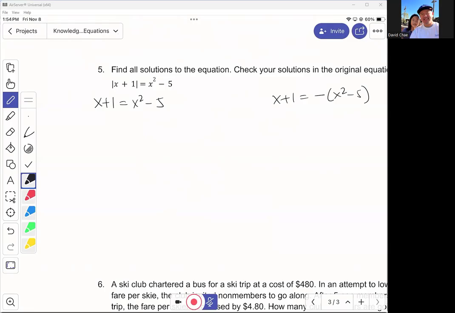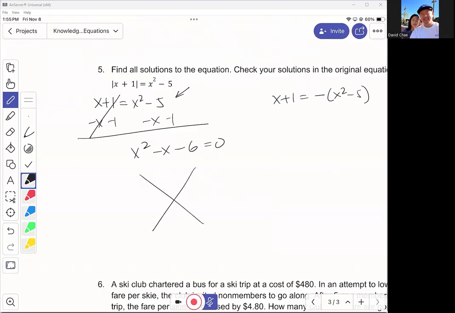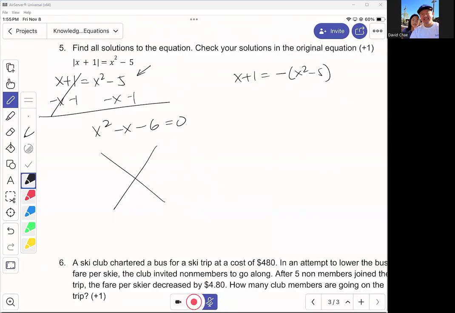All right, so now let's focus on the first one. We subtract the x, we subtract the 1, so it becomes x squared minus x minus 6 equals 0. We factor this out, and this is negative 6 and negative 1. So it'll be negative 3 and positive 2, I believe. So it'll be (x minus 3)(x plus 2), and x is equal to 3 and negative 2. A lot of you guys got that one, right?